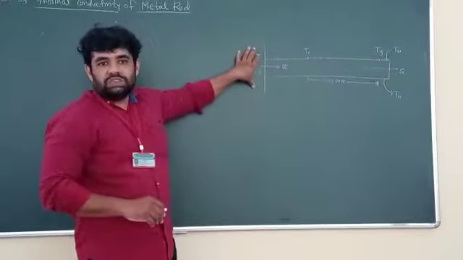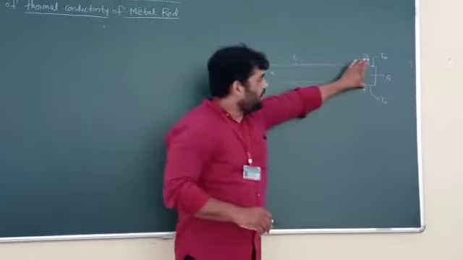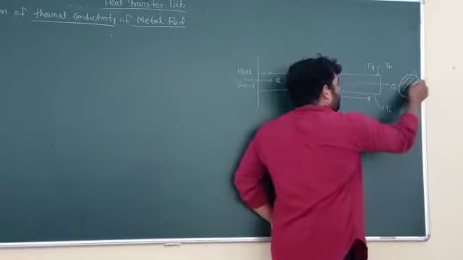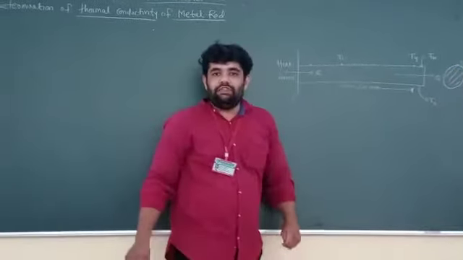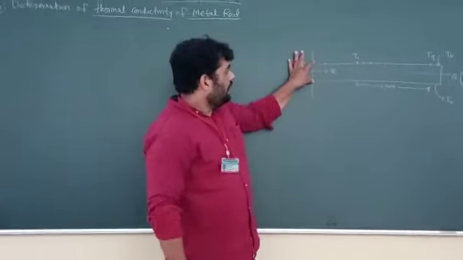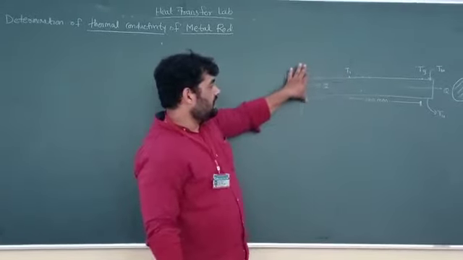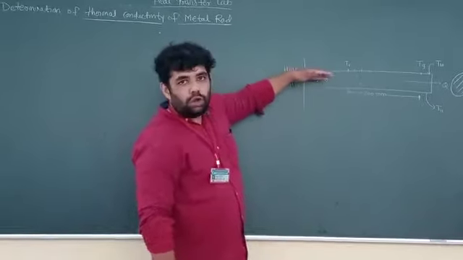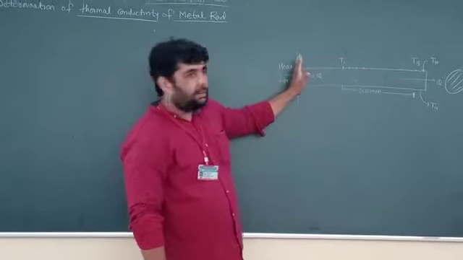Here the heat source is there, and this is the metal rod. Of course, the cross section is a circular one, having a diameter of 25 mm. Here the heat source is connected to this rod. That is, it is wrapped to the rod, and some part is at the base.